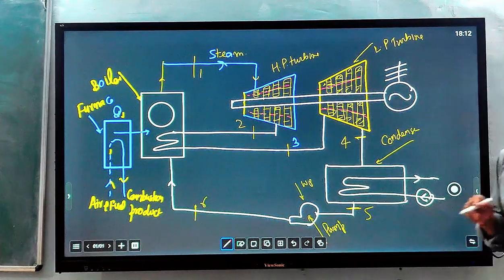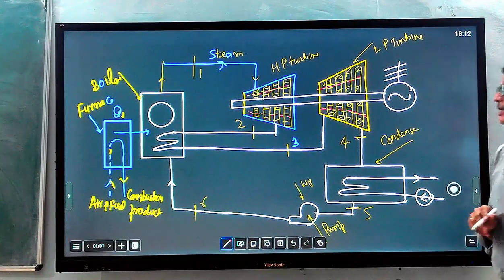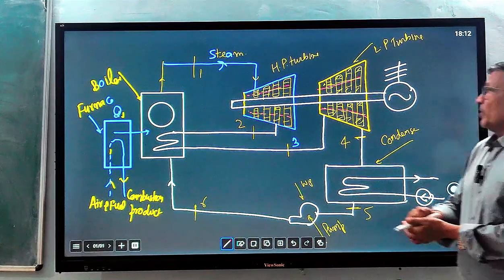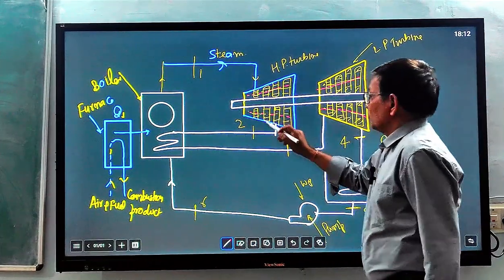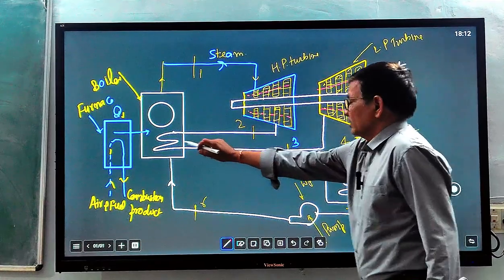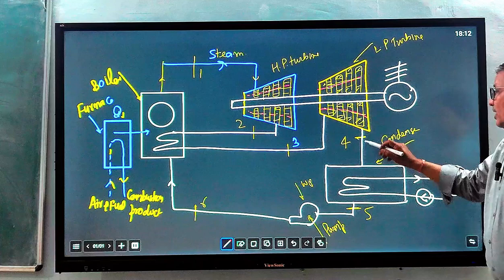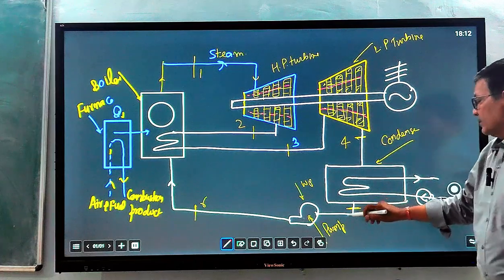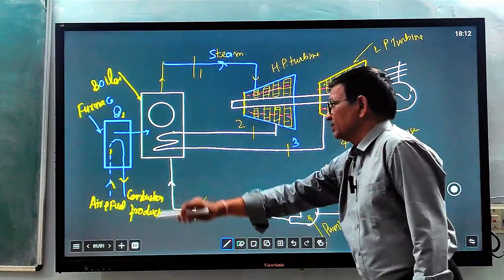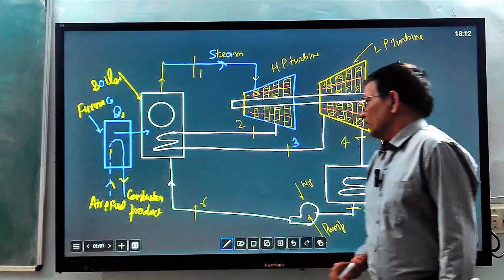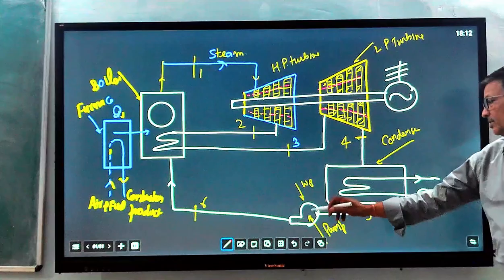So this is a working cycle of the reheat cycle. Same thing, we can see: process 1 to 2 and 2 to 3 are inside the boiler, and 3 to 4 is a low pressure turbine, and 4 to 5 is a condensation process, and 5 to 6 is a pumping process from the pump.